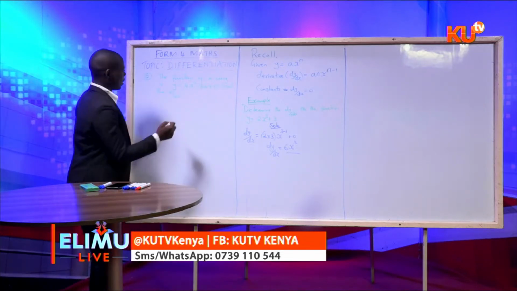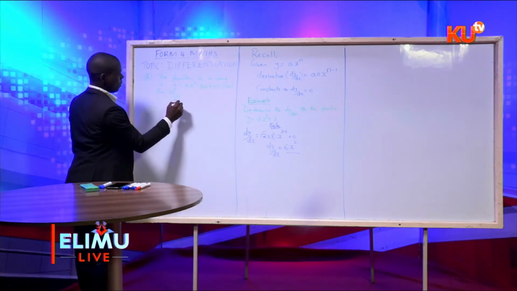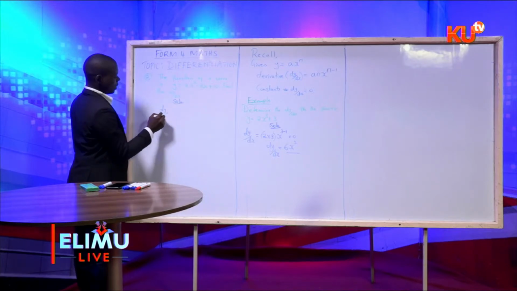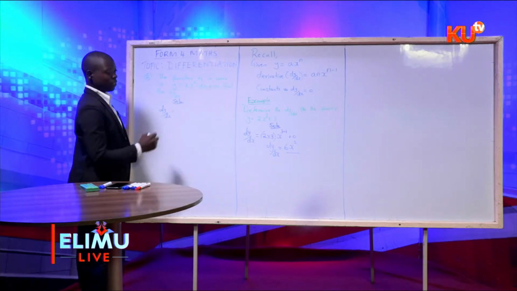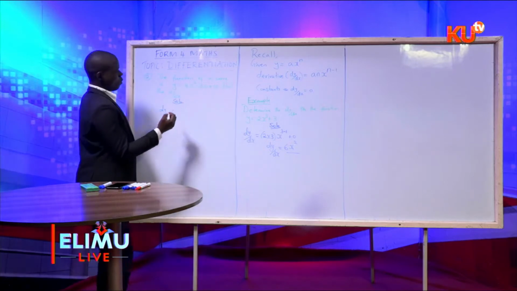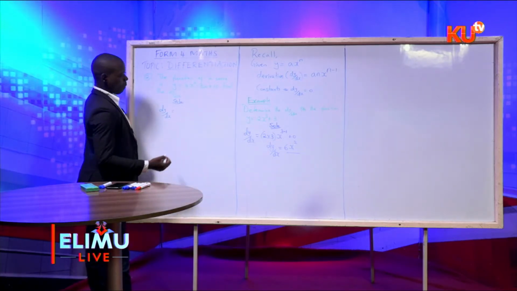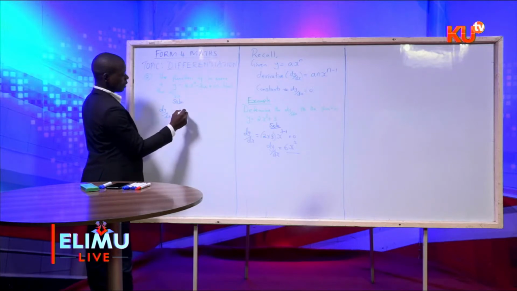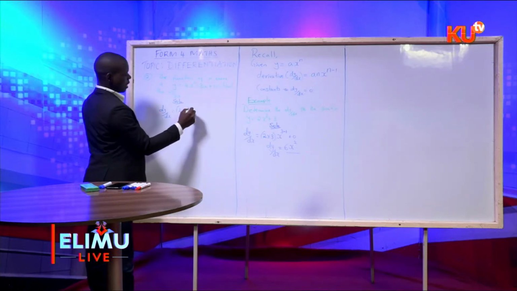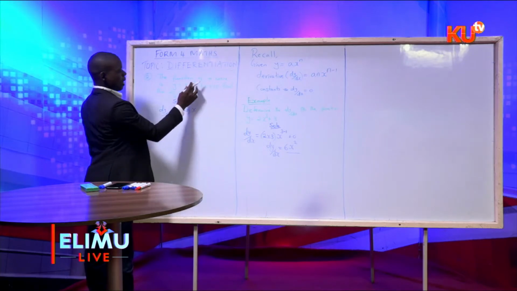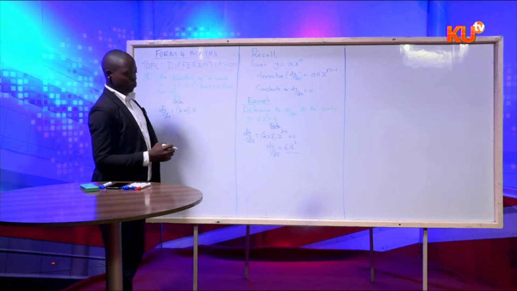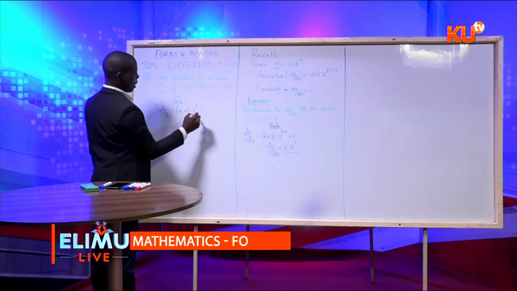dy/dx, which is the derivative of this function, will be: we take the power 2 times the coefficient 4. So we have 4 times 2, and then retain the x, and less 1 from the power 2. So we have 2 less 1.